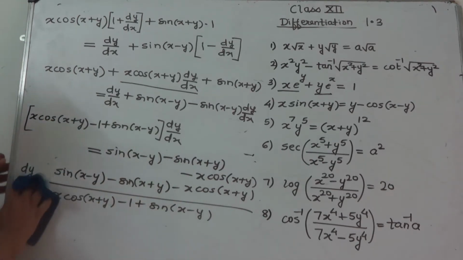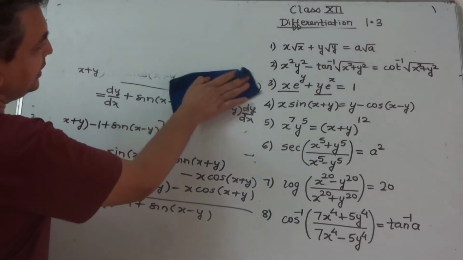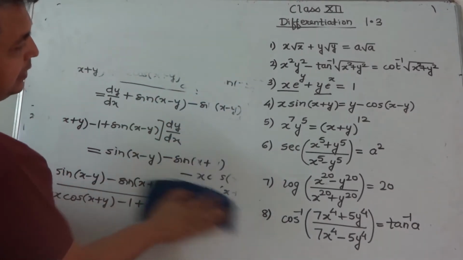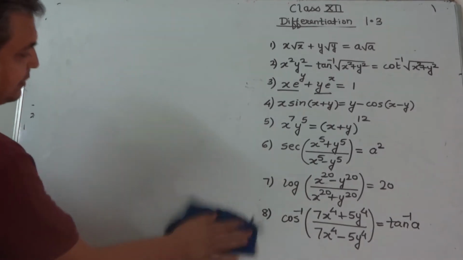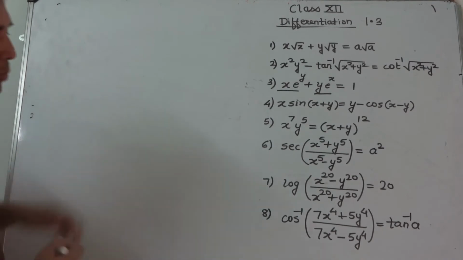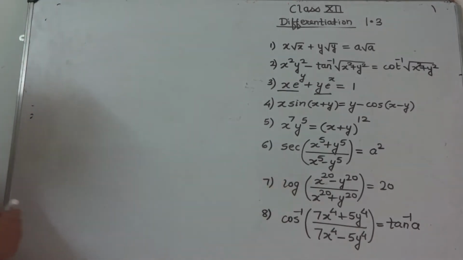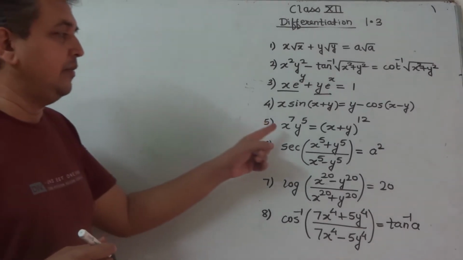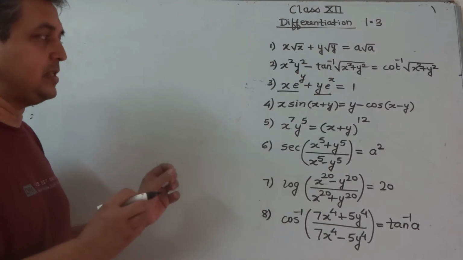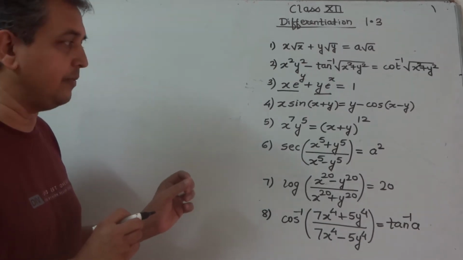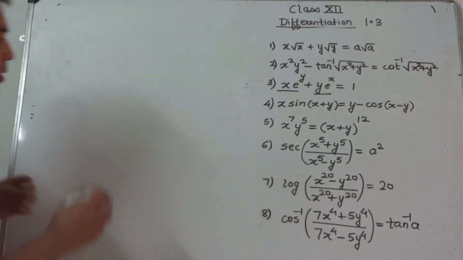Now we move on to question number 5, 6, 7, 8. Question number 5. Again we see on both sides there are terms of x and y, implicit functions. We can use the product rule and solve, that is okay, but the problem is simplified if we use log. Why? Because there is a product of two terms with powers. So let us take log on both sides.